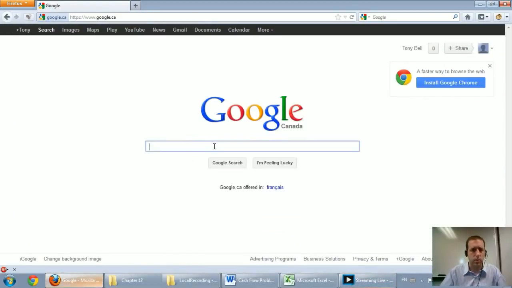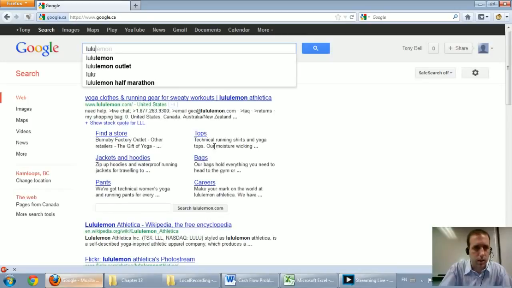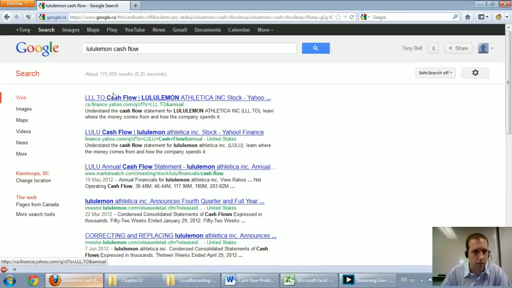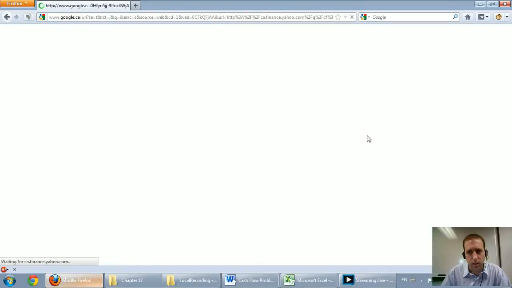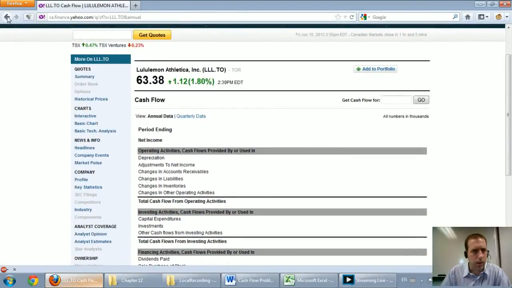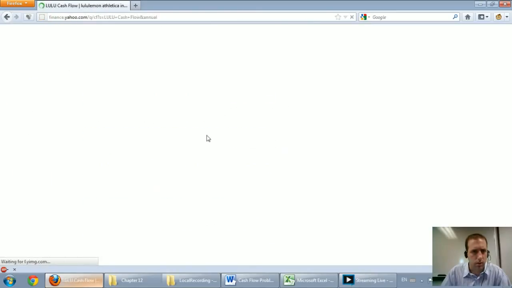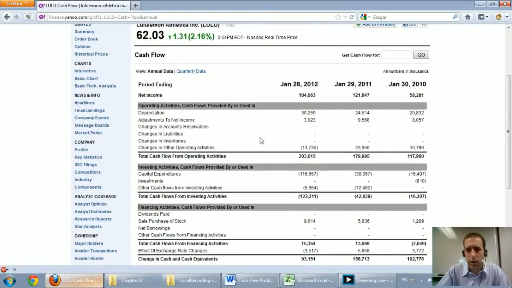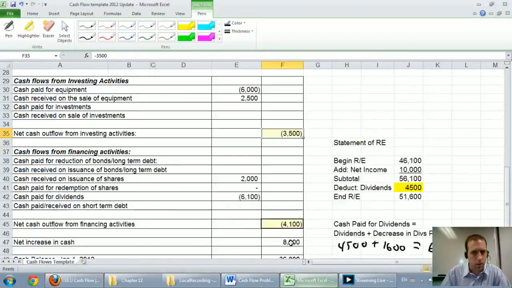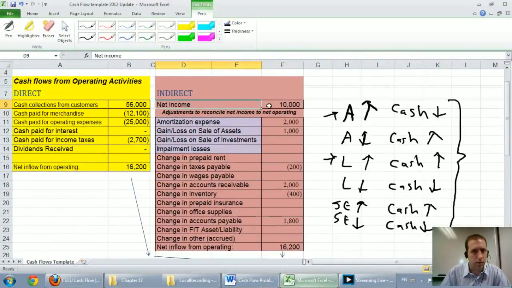What I thought I might do is Google a good old Canadian company, Lululemon cash flow statement. I just put cash flow, and there's their Yahoo Finance page. Why am I not getting data? I looked this up just the other day. Let's try this one. There's some data. Okay, so let's look at Lululemon's. First of all, I want you to identify, is this direct or indirect method? What you should notice is if it starts with net income, that is the start of an indirect method.